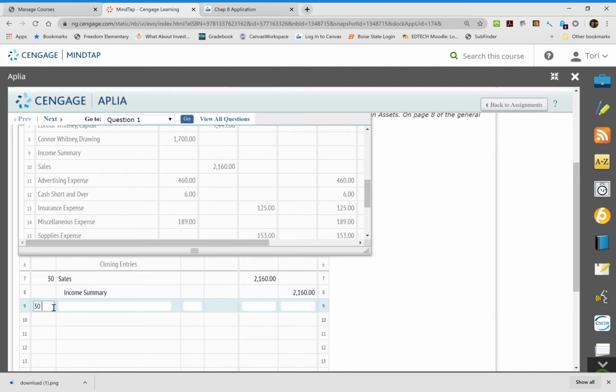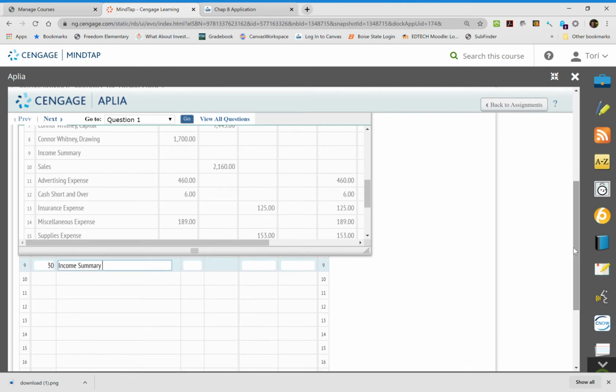Then the next thing we're going to close is our expenses. But we're going to move it all into the income summary. So this is a whole other transaction. That's something important to remember. We're just going to go straight down. So we're going to close our advertising expense. Instead of debiting it, we're going to credit it $460, and that way when we put it in our posting journal, we will actually have it closed.